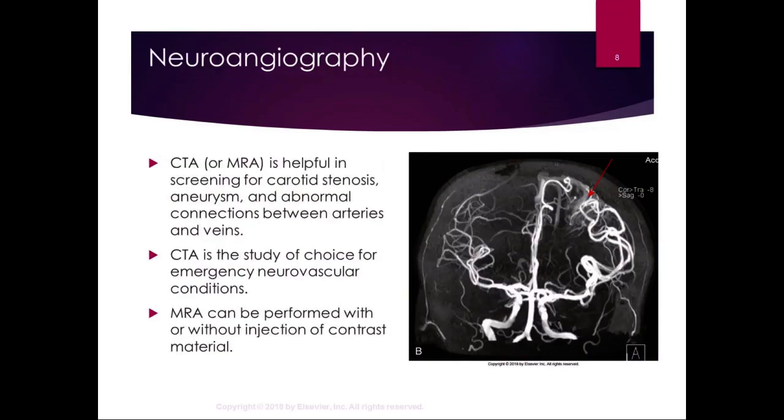Neuroangiography is a CTA or an MRA. They screen for different types of aneurysms or carotid stenosis or abnormal anastomoses between arteries and veins. The CTA is the one that they use, again, in more emergent situations, and the MRA is performed without injection or contrast material. So it's pretty neat that you can visualize the arteries and veins so vividly. I think that's amazing.